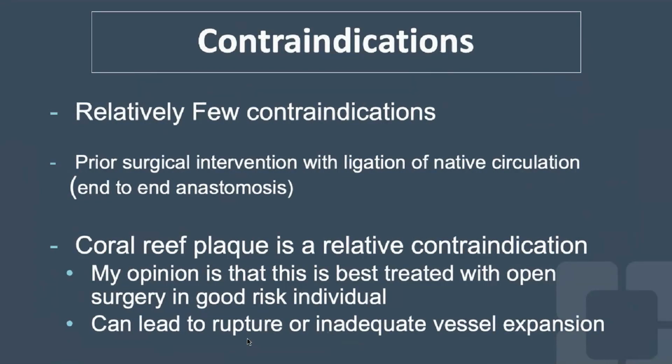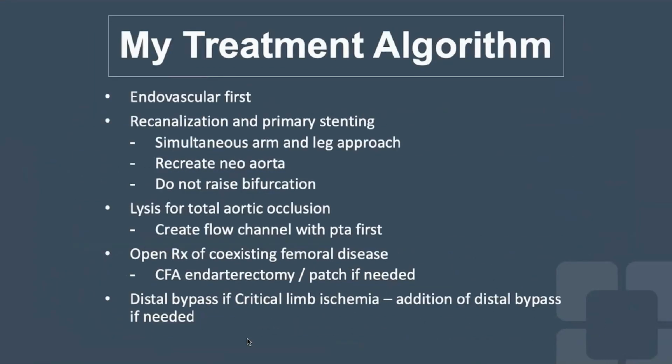So in my treatment algorithm, I believe in most of these aortoiliac segments it is endovascular first, if the patient can tolerate it. Recanalization and primary stenting, using an arm and leg approach as needed. Recreate a neo-aorta by recreating this aortoiliac stenting. Do not raise the bifurcation. And in patients with chronic total occlusion, we've learned to do lysis to create a channel, so that if the thrombus is up to the renal vessels, the bits of thrombus that are breaking down don't get flushed out the renals and hopefully get flushed downstream instead.